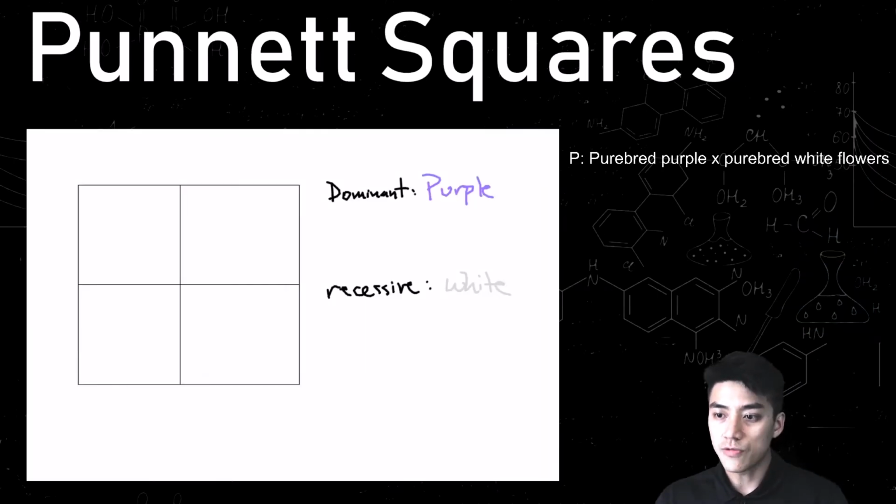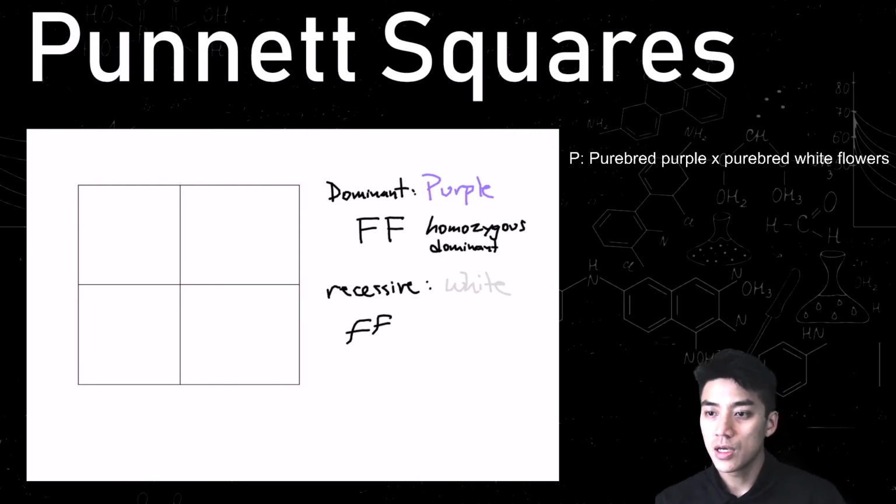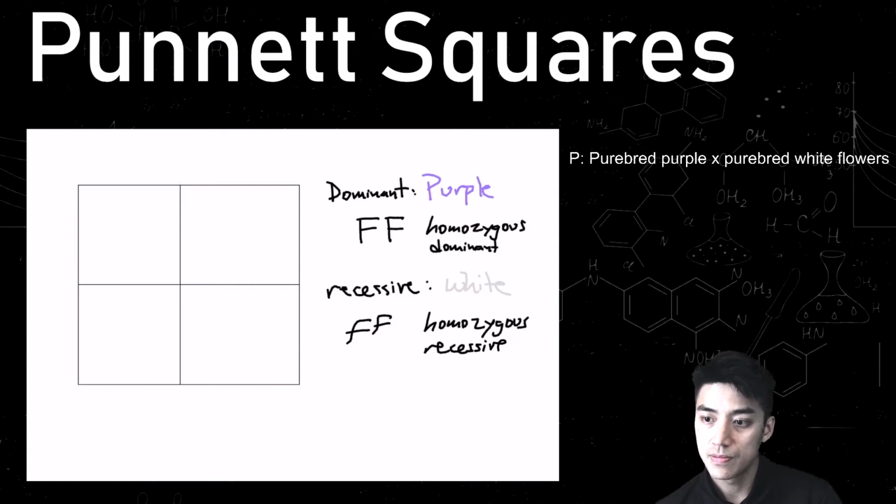So let's do our first Punnett square. In this example, we are taking a purebred purple flower, which means it is homozygous dominant, so capital F, big F, and this parent would appear purple in color. And we're going to cross this with a purebred white flower parent. So this parent would be homozygous recessive.